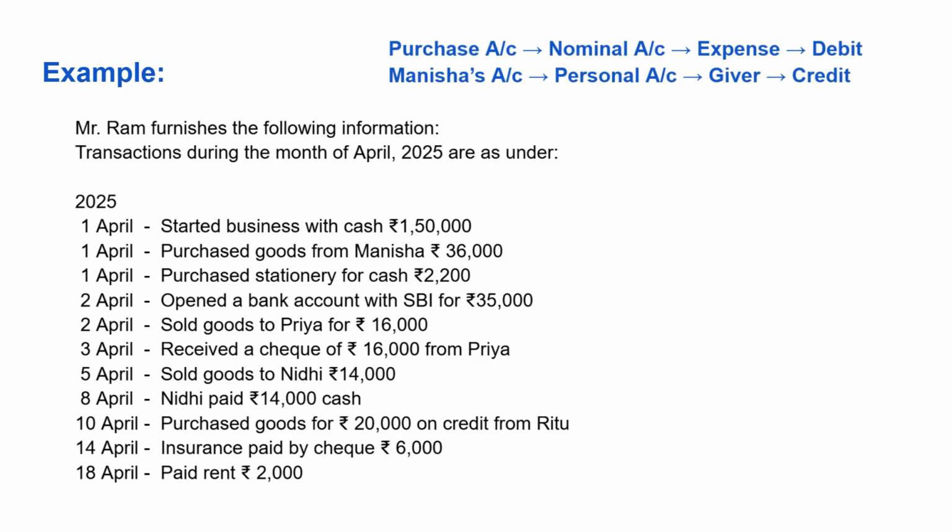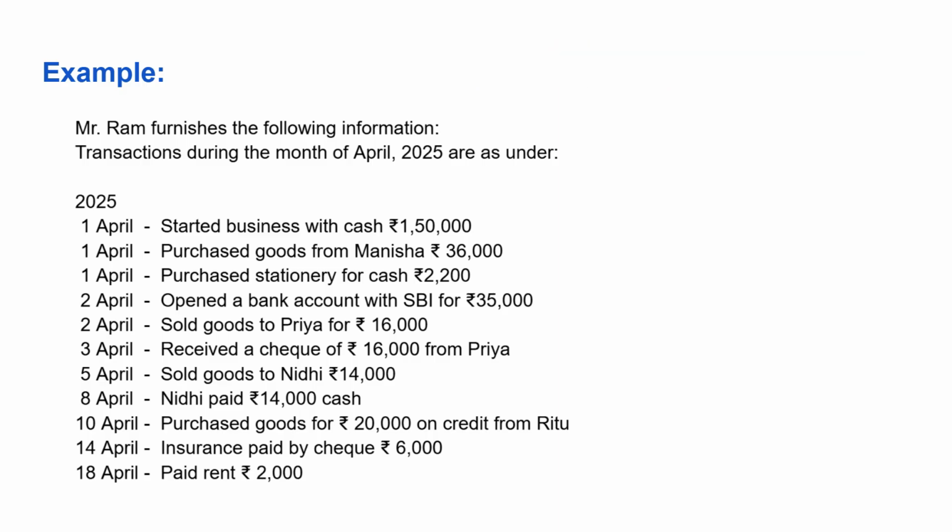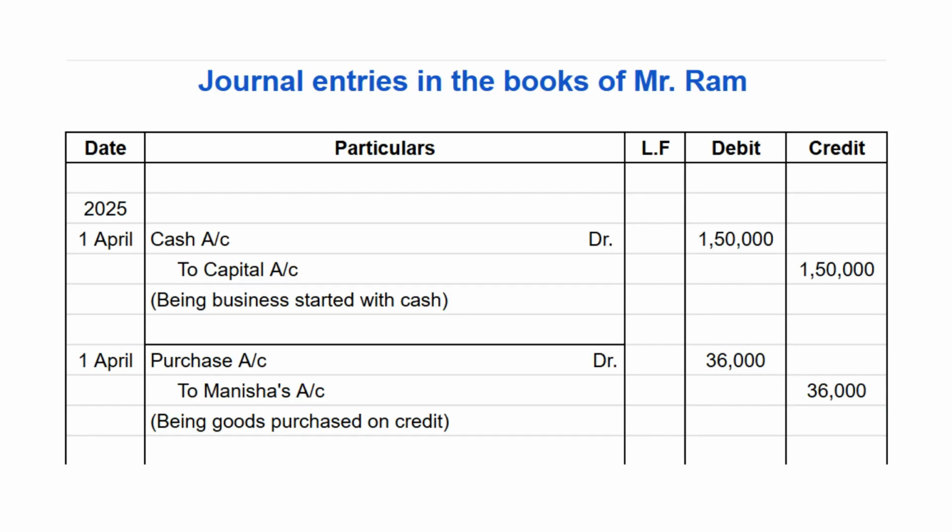Purchase account, it is nominal account and purchase is an expense, so it is debit. And Manisha's account, Manisha is a person, so it is personal account. And Manisha is the giver of goods, so it is credit. Let's see how we'll record it. 1st April, purchase account debit 36,000 rupees, to Manisha's account 36,000 rupees, being goods purchased on credit.